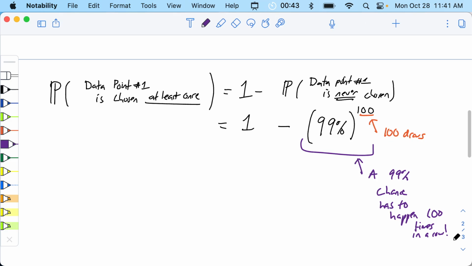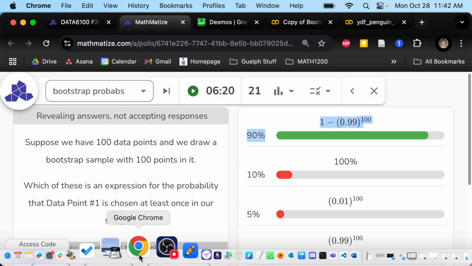So here is the next interesting thing. As you increase the number 100, in general, the answer is going to be 1 minus (n minus 1 over n) to the power n. So we did the case n equals 100, 99 over 100 to the power 100. But in general, with n points, it's (n minus 1 over n) to the n. And the interesting thing about this is as you make n bigger and bigger, this quantity seems to get close to something. Let me show you what I mean in my favorite graphing calculator, Desmos.